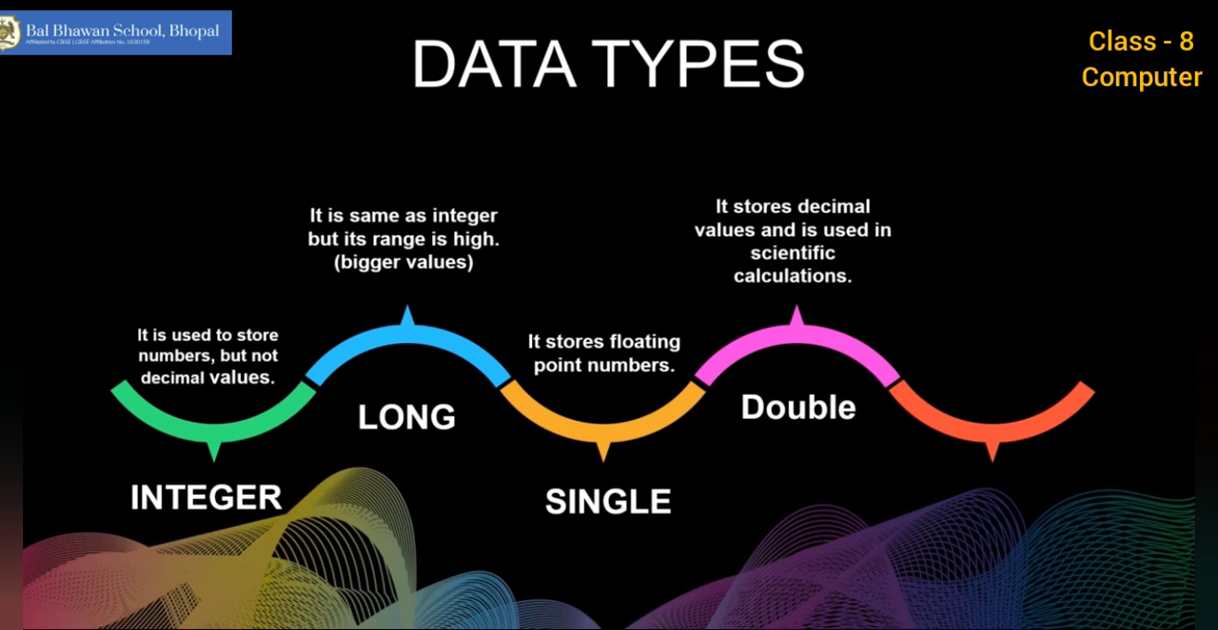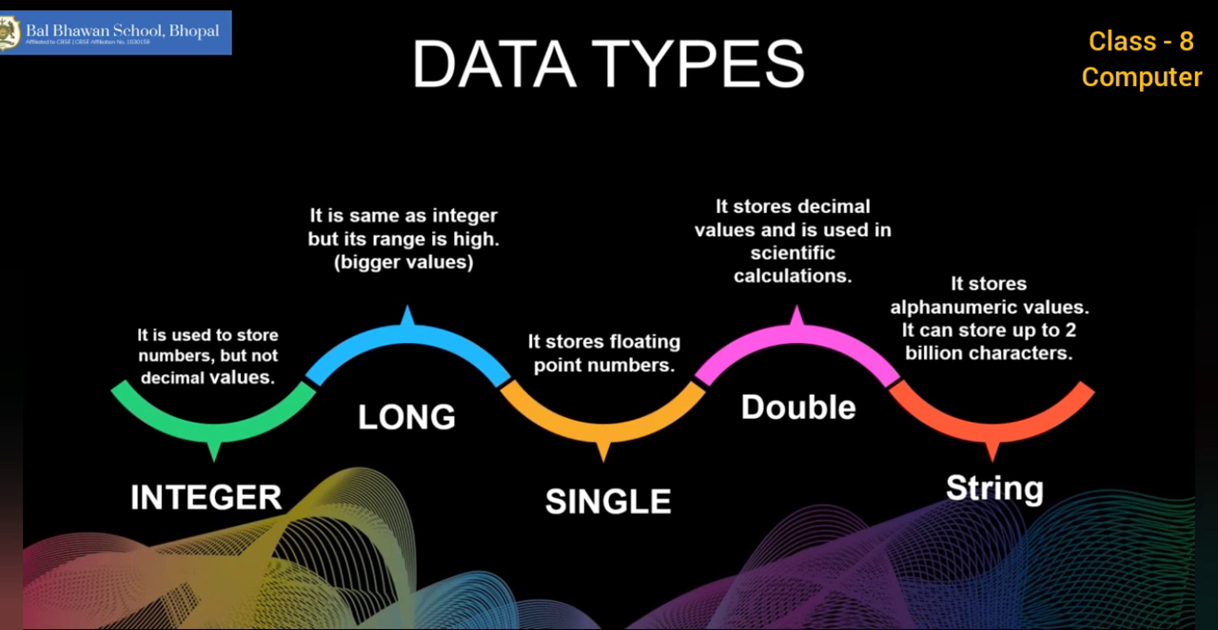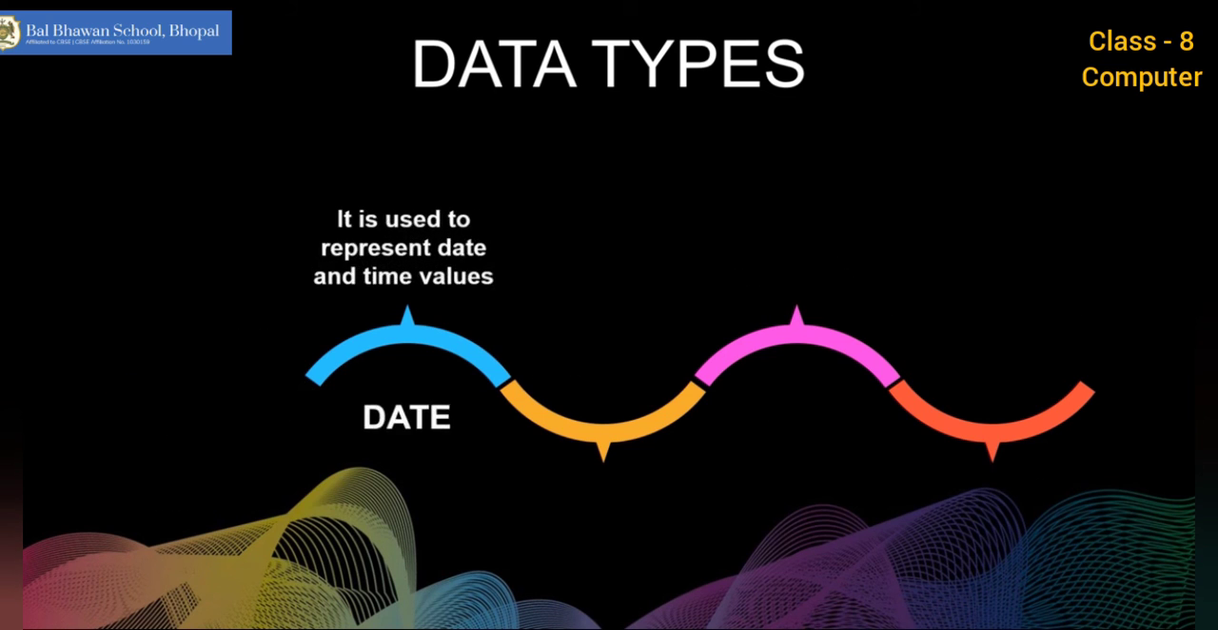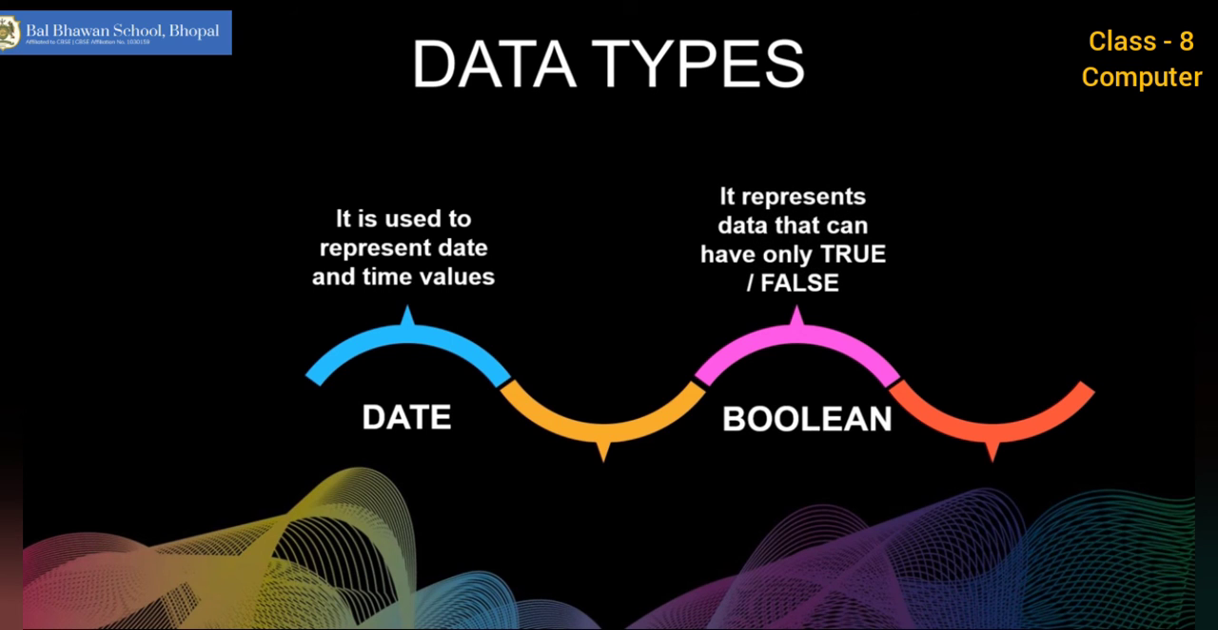Next is double. It stores decimal values and it is used in scientific calculations. Next is string. It stores alphanumeric values and it can store up to 2 billion characters. Next is date. This data type is used to represent date and time values. Last data type is boolean, which represents data that can have only true and false values.